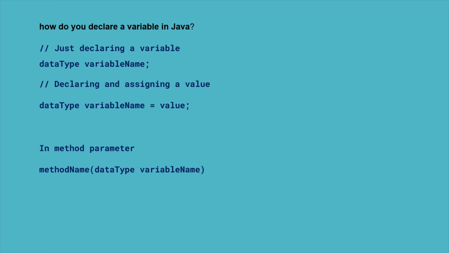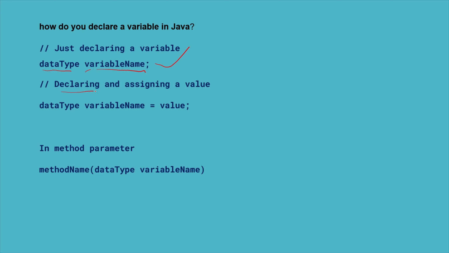In a Java program, generally we use a data type followed by a variable name. Here I'm just declaring a variable name. I'm not assigning any value. That means you just have an empty container. There is no value inside, or there is no data inside.